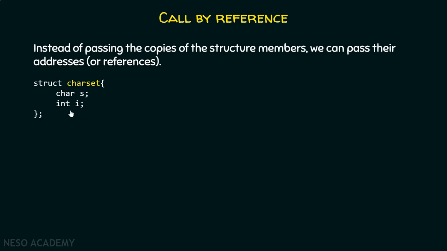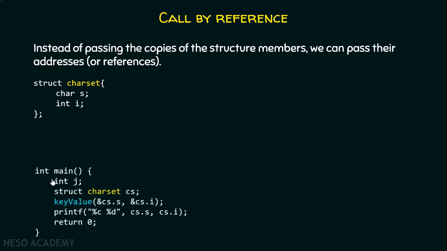Similarly, I want to create my own character set. So I have created this char set structure which consists of these 2 members. Now here you can see the main function I have declared. Within this main function, I have created a variable of type char set, and what I want is to pass the addresses of these members to this key value function. And here is the declaration of this key value function.